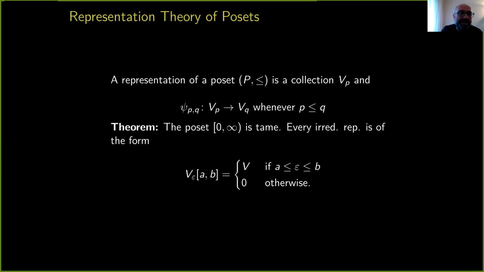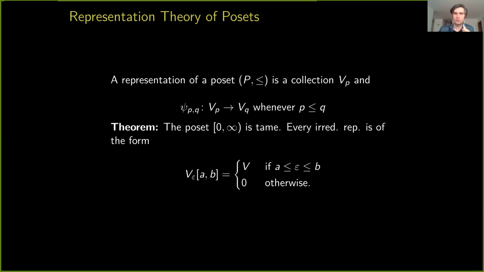This interval could be an infinite interval as well. Although I wrote it as a closed interval, you can also take it as infinite, half open, half closed, whatever. Okay. So we know the collection of irreducible representations, and they're very nice. They're just constant vector spaces over intervals. And you don't have to take an arbitrary vector space. You can decompose it into one-dimensional vector spaces. Essentially, V is one-dimensional because it has to be irreducible.